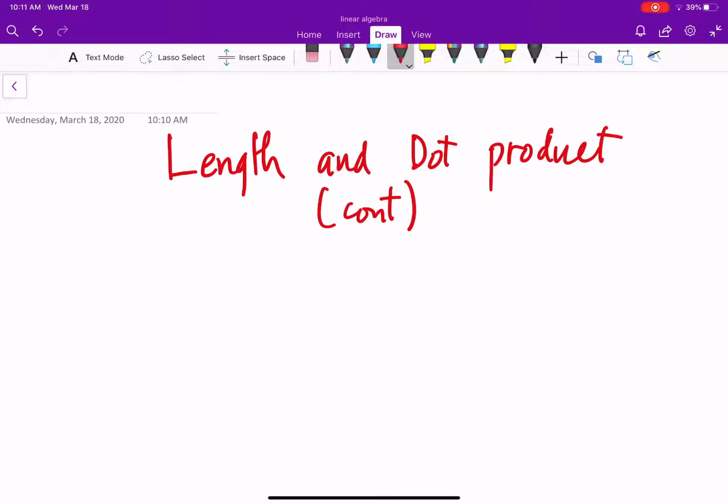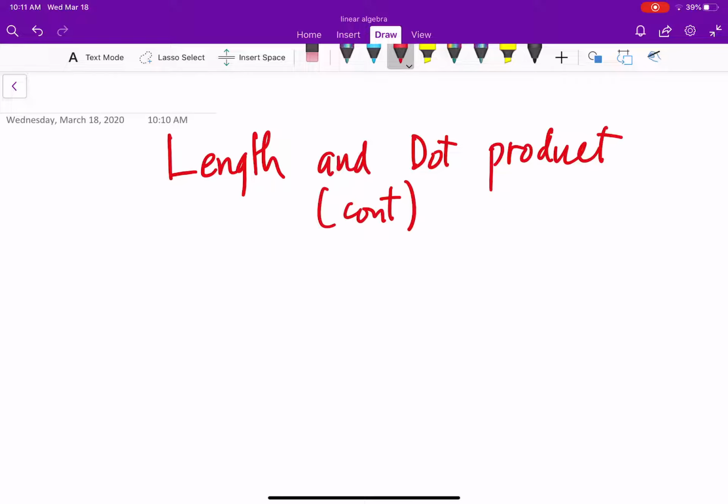Hey, good morning. Let's continue our lesson. So last time we studied length and dot product, right? And then distance between two vectors or two points. Let me remind you about that before we move forward.